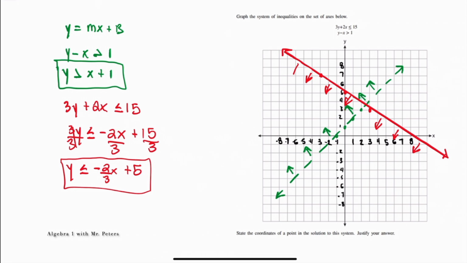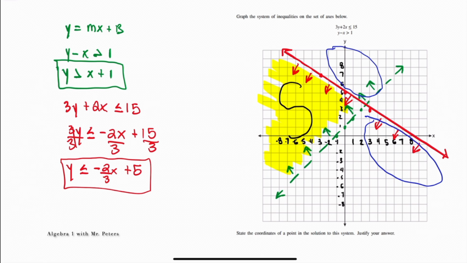And what we're looking for in the solution is where the two arrows meet. Now let's switch to blue. If we look in this area right here, we only have green arrows. If we look over here, this only satisfies the red arrows. But when we look in this area that I'm shading with the yellow, we notice that we have green arrows and red arrows pointing towards each other. So if they told you to label it S, this would be the solution.